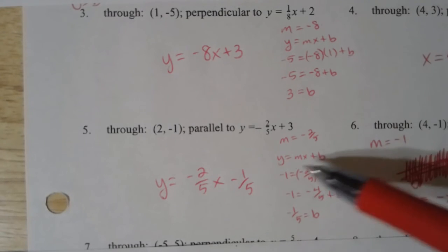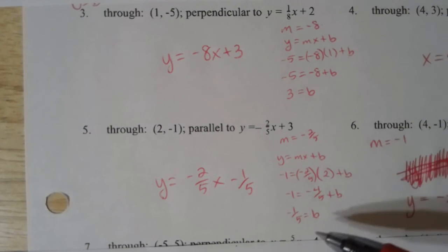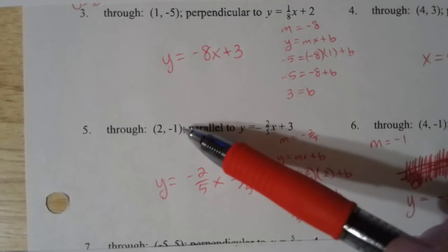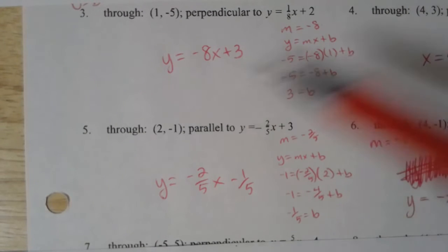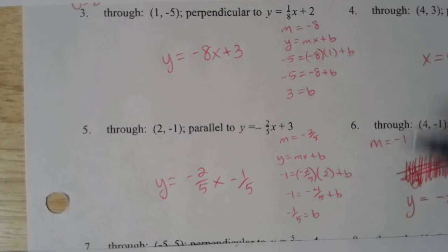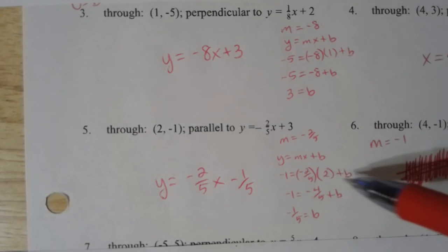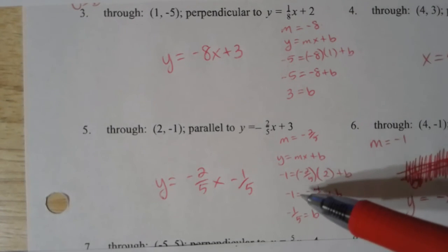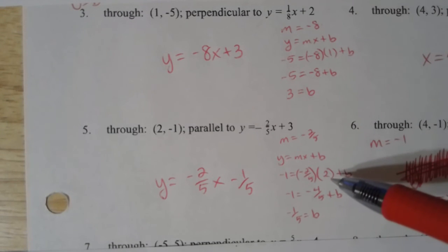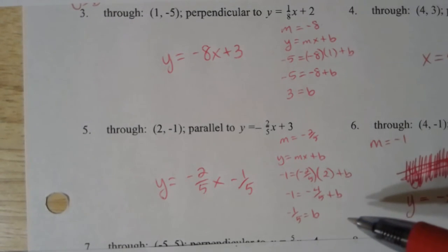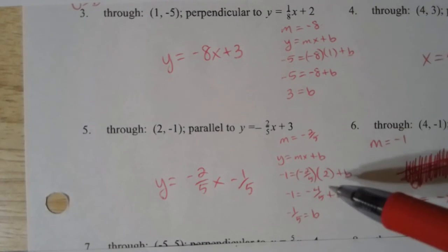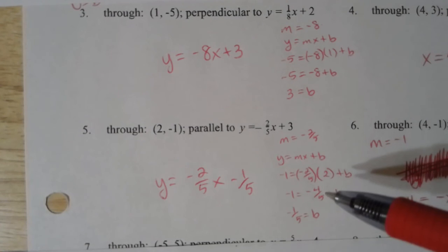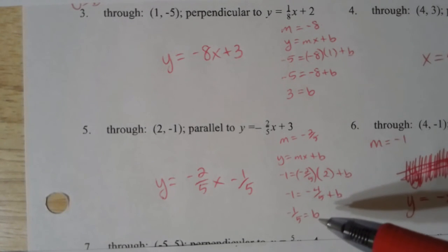And I've got slope-intercept form, which tells me y = mx + b. So I'm going to take y, m, and x and plug them in. So y, -1, is equal to m, -2/5, times x, which is 2, plus b. Order of operations tells me that multiplication happens before addition. So -1 will be equal to -2/5 times 2, which is -4/5. So -1 = -4/5 + b. Get b alone by adding 4/5 to both sides, and I'll get -1/5 = b.